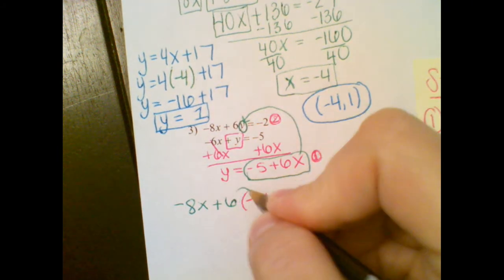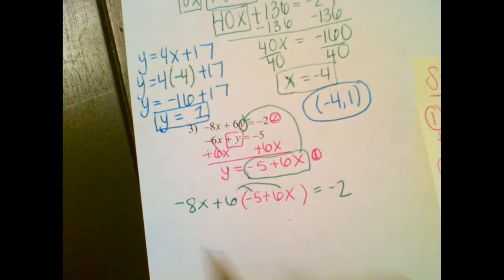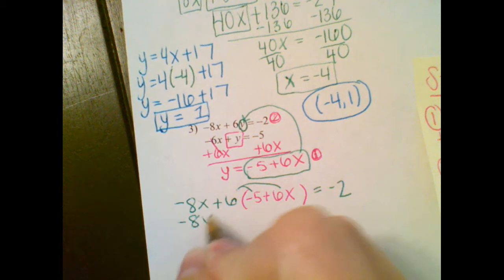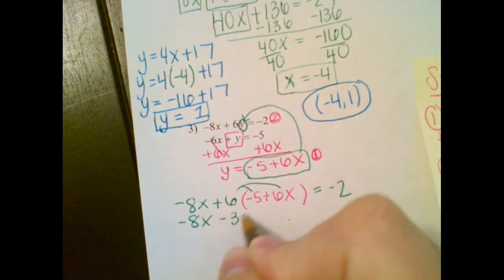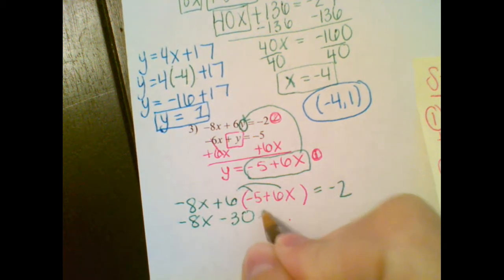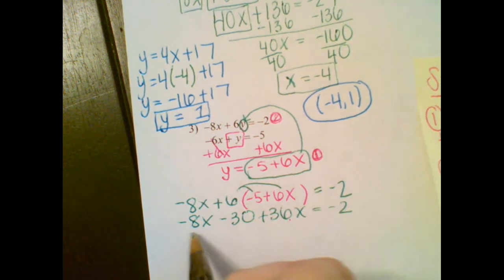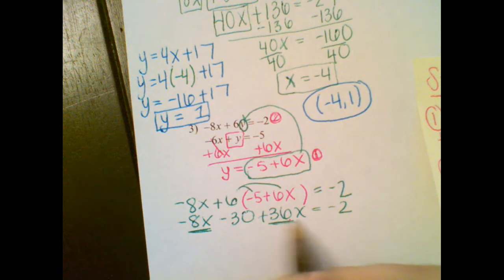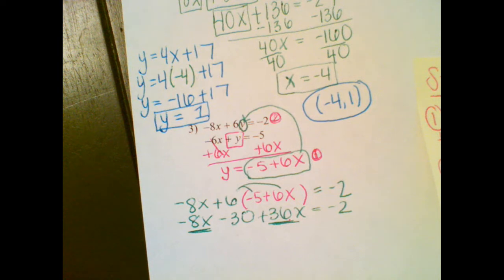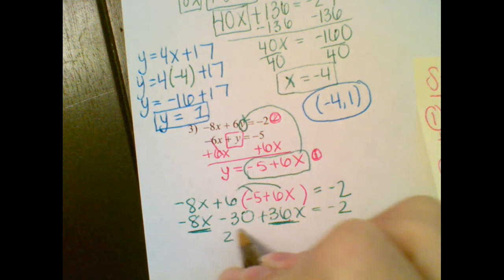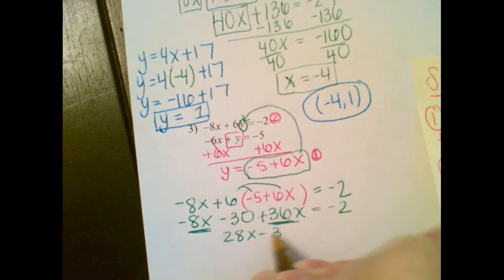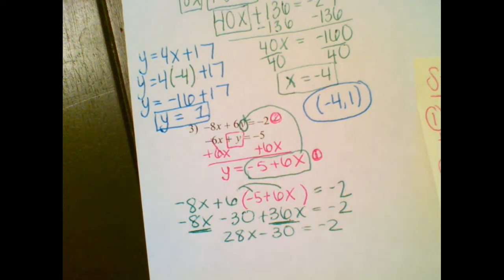And now I distribute. So I have -8x minus 30. 6 times 6 is 36x equals -2. And we'll combine like terms. So a -8 plus 36 is 28. 28x minus 30 equals -2.